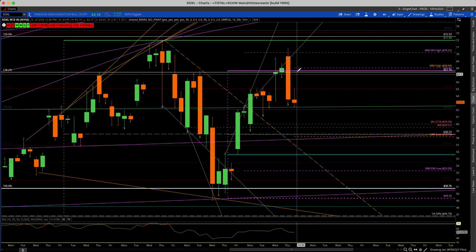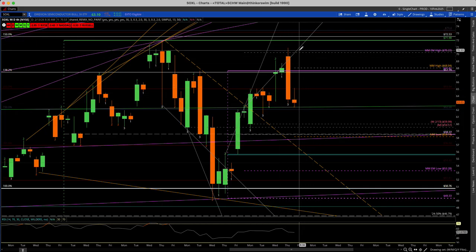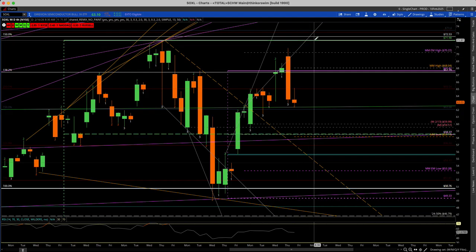That is a possibility for tomorrow, but the magnitude of that move would bring us back up to market maker's expected move high and just slightly above there, possibly getting up there and retesting last month's high.